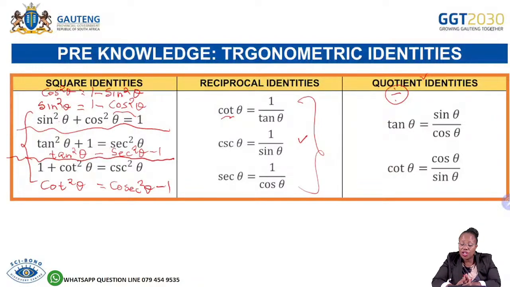And then with the quotient identity, it's quotient because it's having a division line. So tangent is sine over cos, and its reciprocal cot will be cos over sine. That means this quotient identity works only with tangent and cot. Okay.